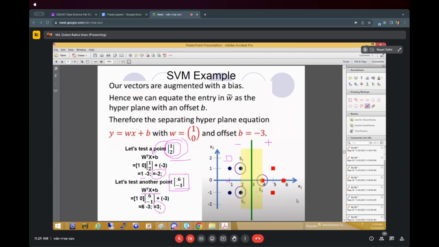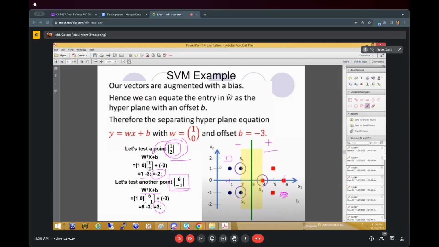And if we place it in this plot, we can see 6 and minus 1. Here is the 6, and this is the minus 1. So the point will be at this location, 6 minus 1, and we can see it is on the positive side. That means the hyperplane equation truly recognizes the positive class elements and negative class elements.